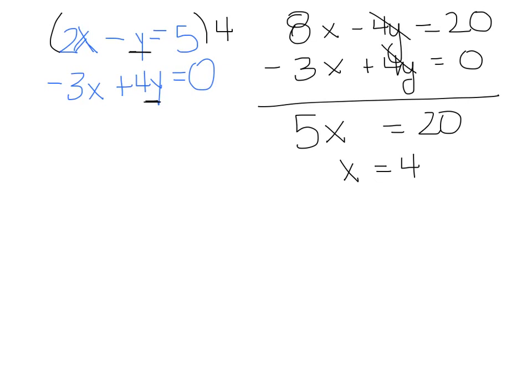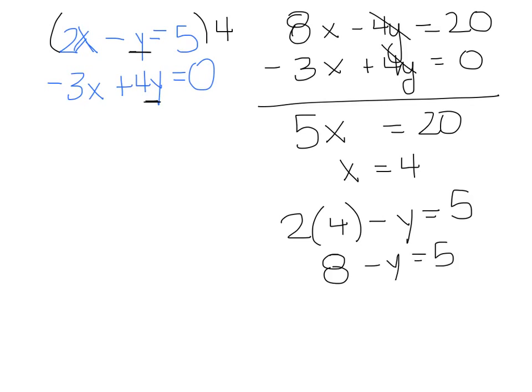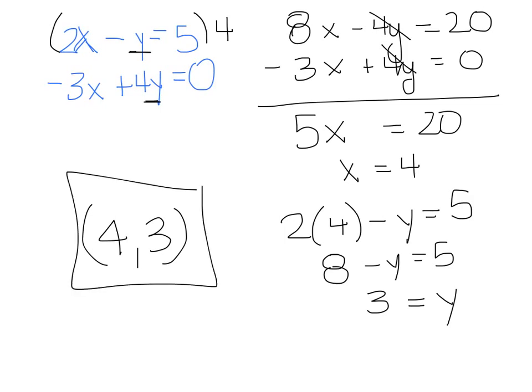So let me go back into the original equation. 2 times the x, which is 4, minus y is equal to 5. I need to solve this for y now, so 8 minus y is equal to 5. Let me subtract 8 from both sides and get negative y equals negative 3. Let me add y to both sides and get y is 3. So I get my answer, (4, 3). Alright, I got one for you to try.